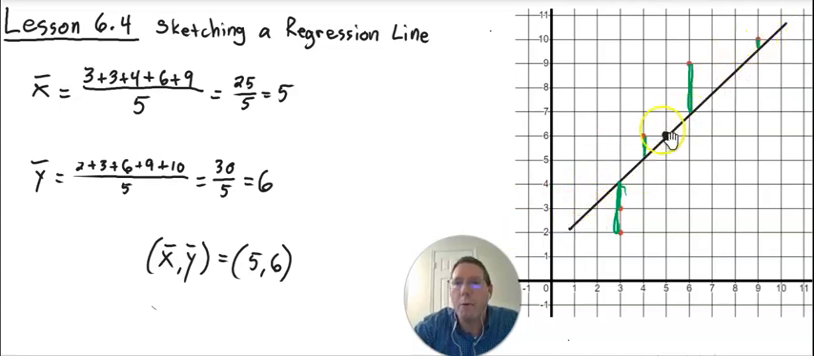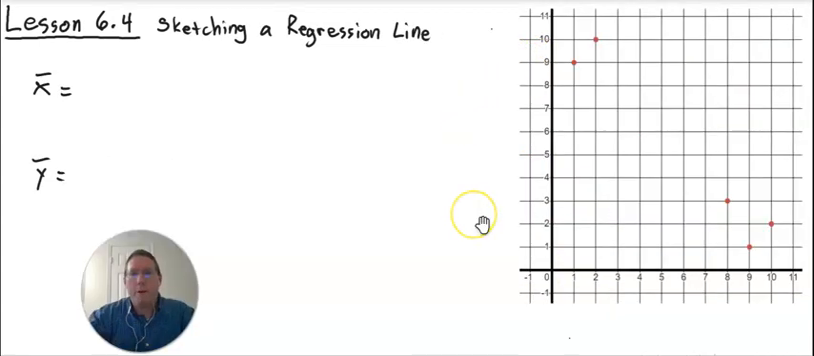So we're going to go ahead and say that there is a positive regression between the set of x values and the set of y values. Okay. All right. Let's do this with another example. All right. Here's another example.